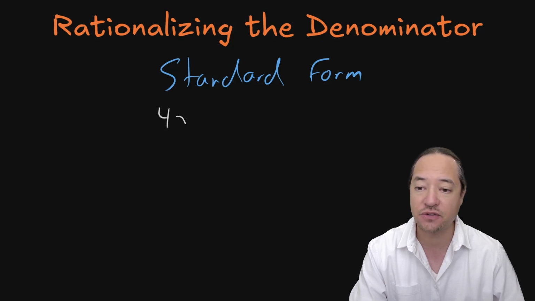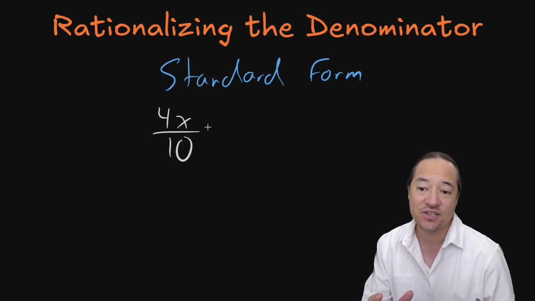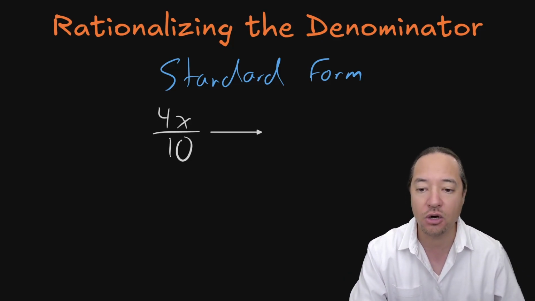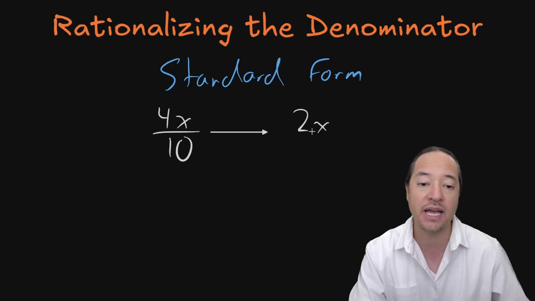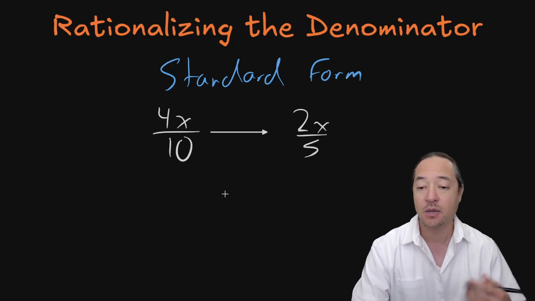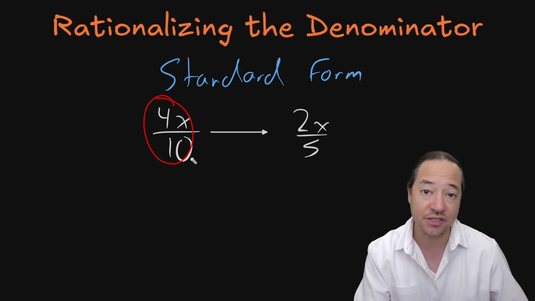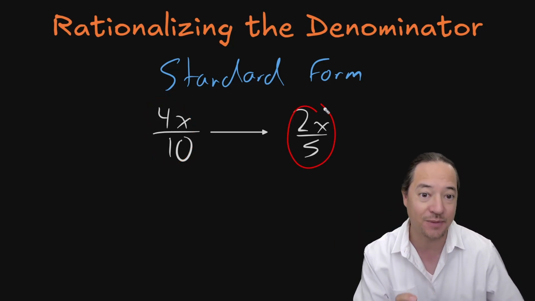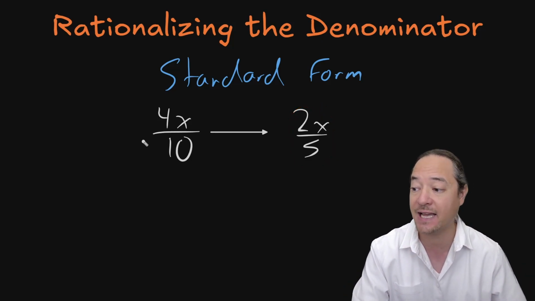What if I have a fraction 4x over 10? Well, is this simplified? Is this in standard form? And the answer is no. We can simplify this further, right? We could make this into 2x over 5, because in this first example, 4 and 10 both share a common factor. We try to cancel that out, put it in lowest terms. This would be standard form for a fraction like that.